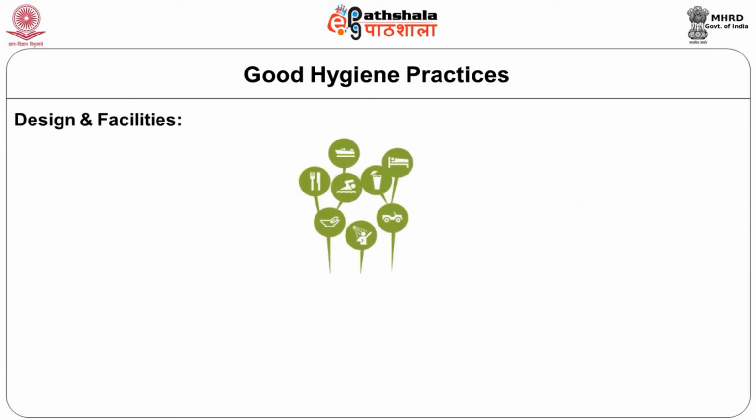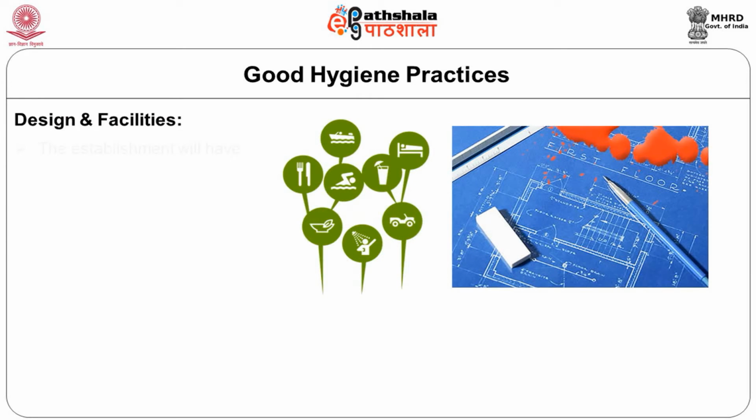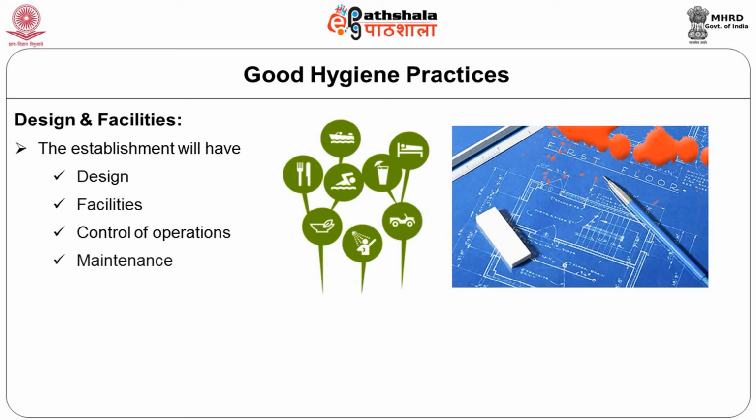So then we come to the establishment. Now the food has come to a processing place, so what is the design and facilities in that place? Once the primary production is over, the food may come to a processing unit, and what should be the requirements of the establishment? The establishment will have a design, facilities, control of operations, maintenance, and sanitation. So within the establishment, these are all the components.